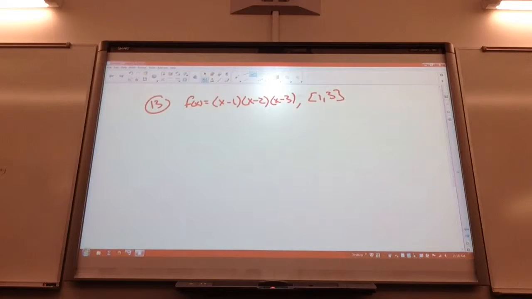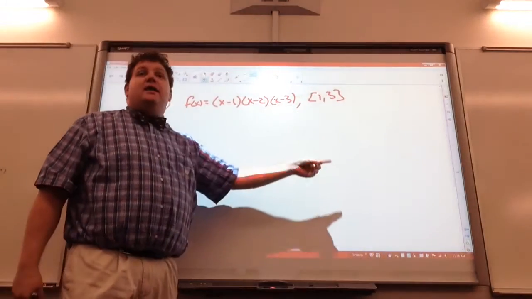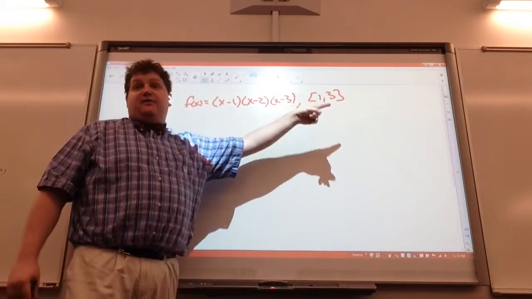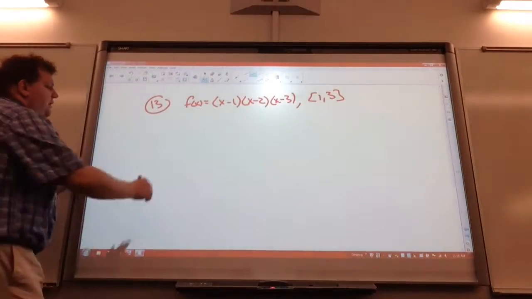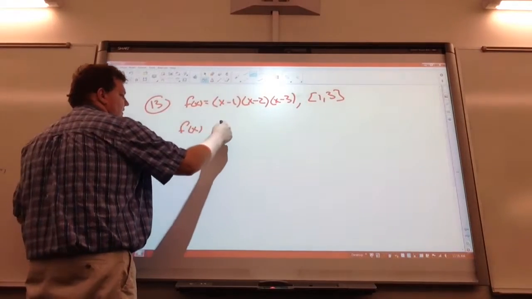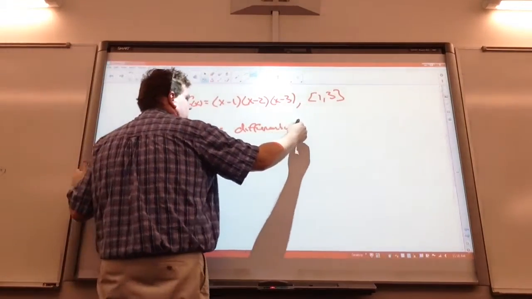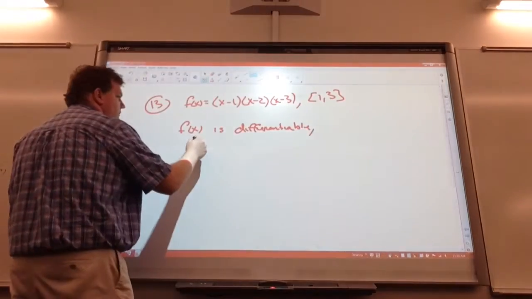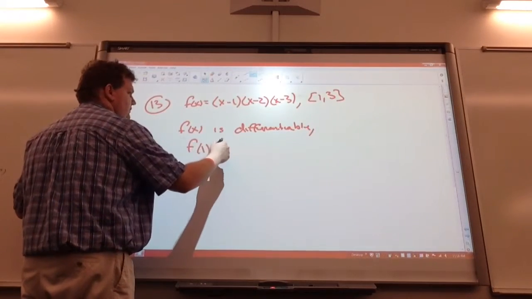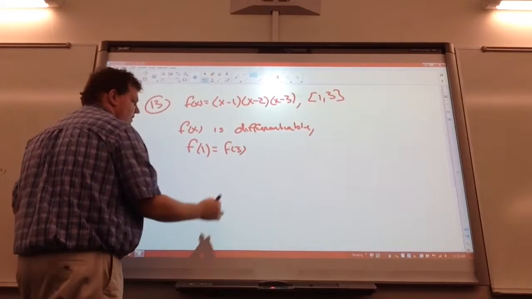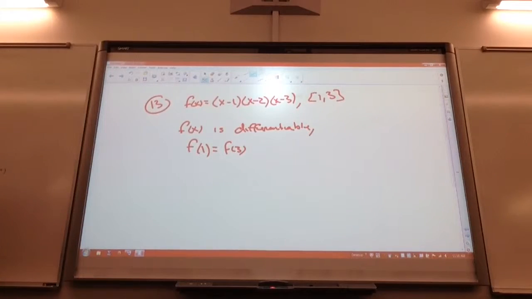Next, we just need to figure out what the zeros are, right? They're happening at 3, 2, 1. So f of 1 is equal to f of 3, isn't it? Okay? So I know f of x is differentiable. What does differentiable mean? You can take the derivative anywhere. Basically, it means you can take the derivative on the interval in question.